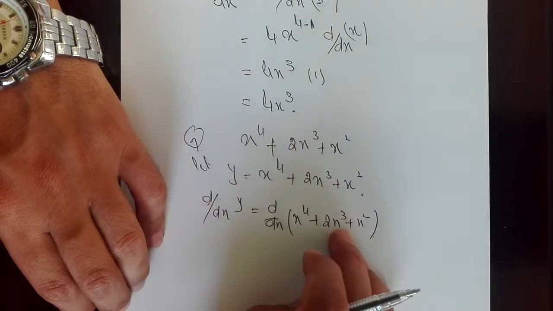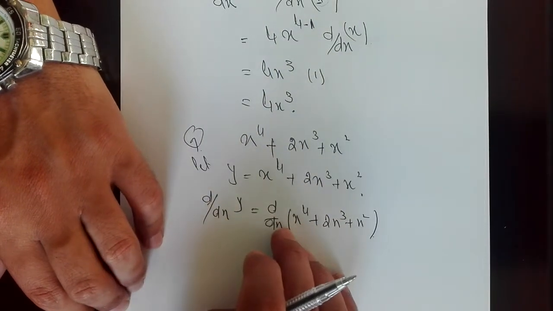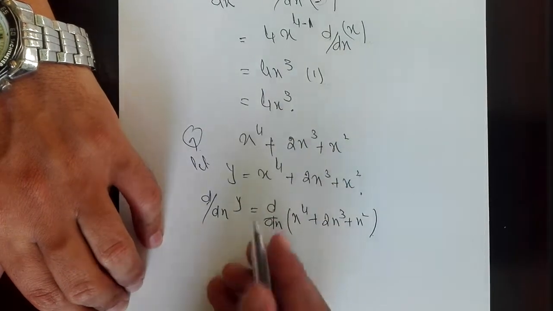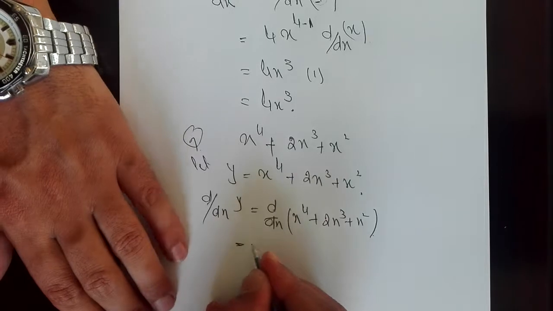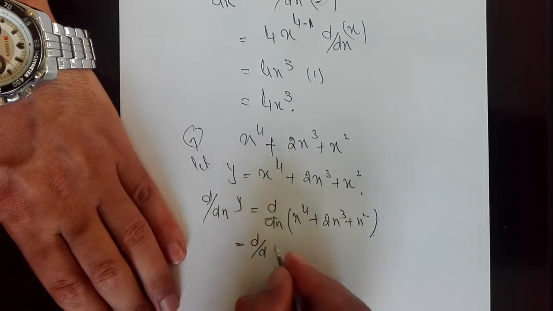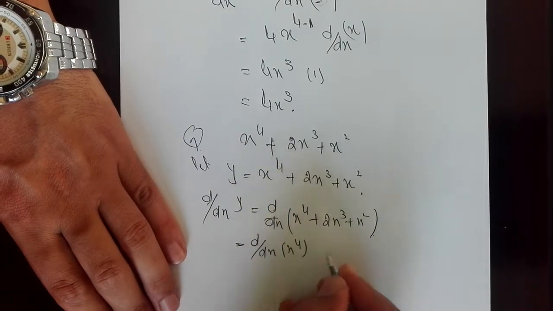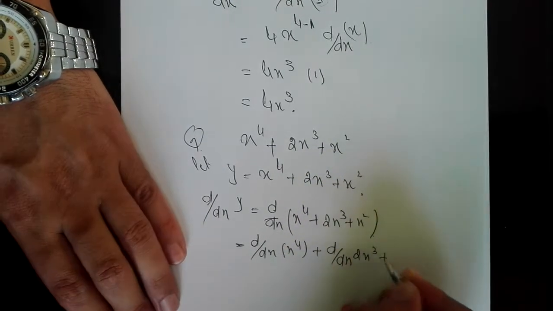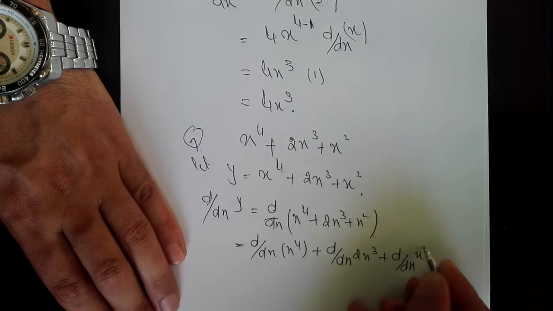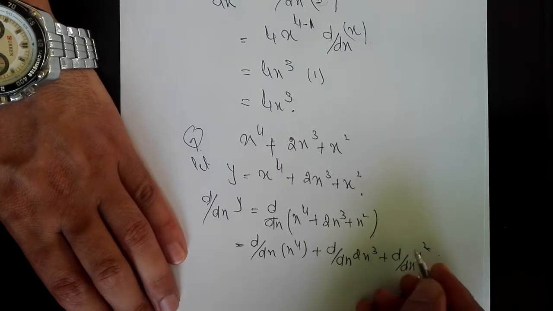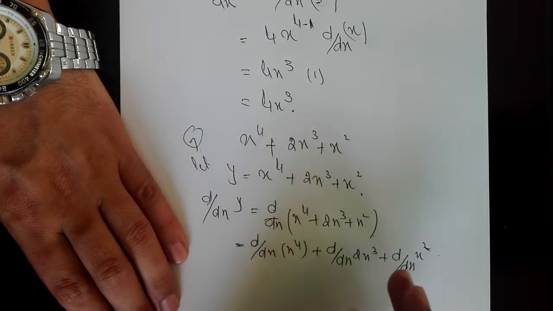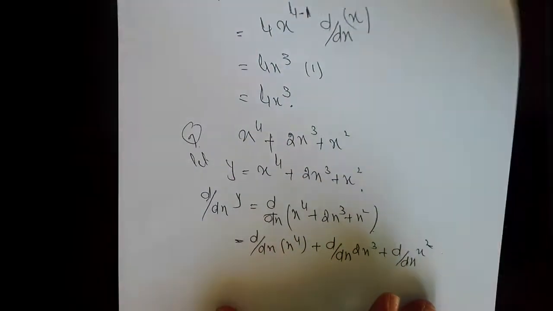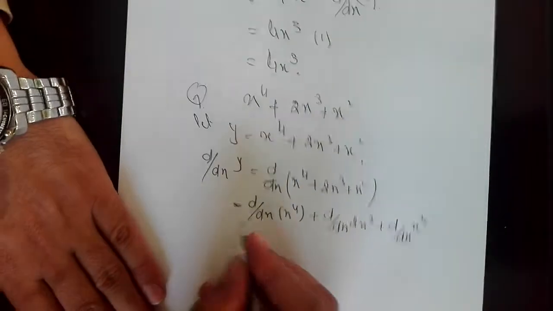Now see, there were plus signs, so when opening the bracket, the derivative will go with every term, with this one, this one, this one. So we will write it like this: d over dx of x4, d over dx of 2x cube, d over dx of x square. See, every term has its own power, so we will implement the power rule on each.